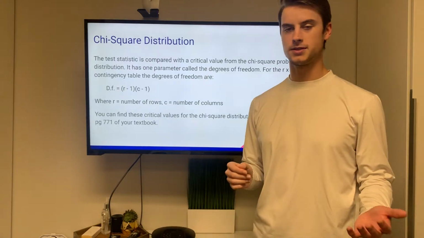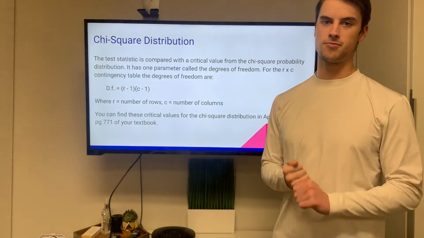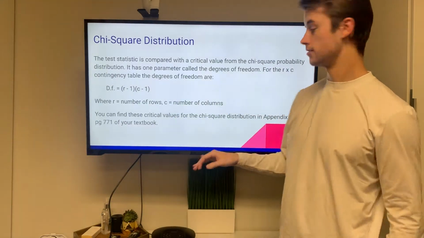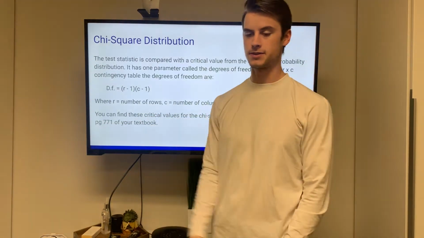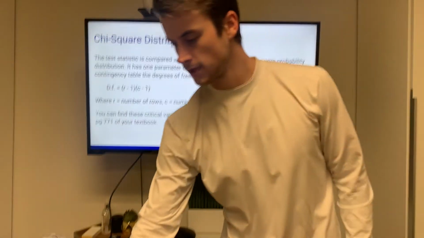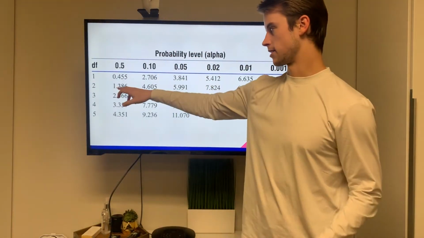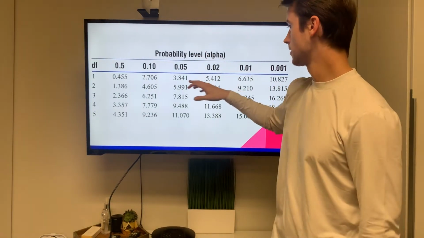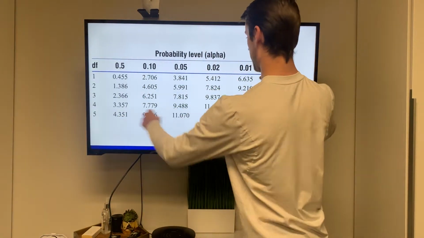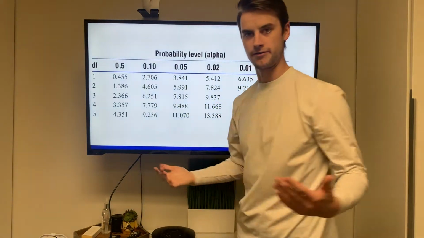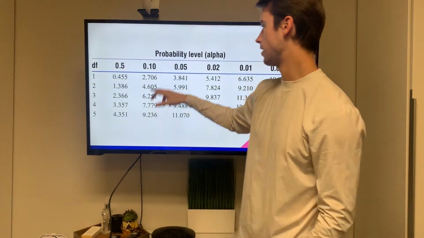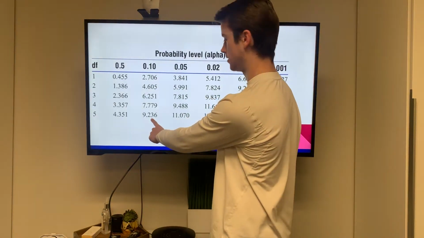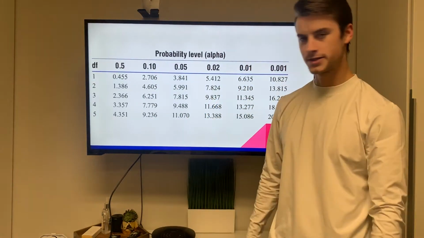You can find these critical values from the chi-square distribution in Appendix E. I know we have so many appendices, but these help you solve problems. It's on page 771 of your textbook, and it looks something like this. You have your degrees of freedom and your alpha, and you match them to whatever you're trying to find. So if your degrees of freedom are 5 and your alpha is 0.10, the chi-square critical value is 9.236.